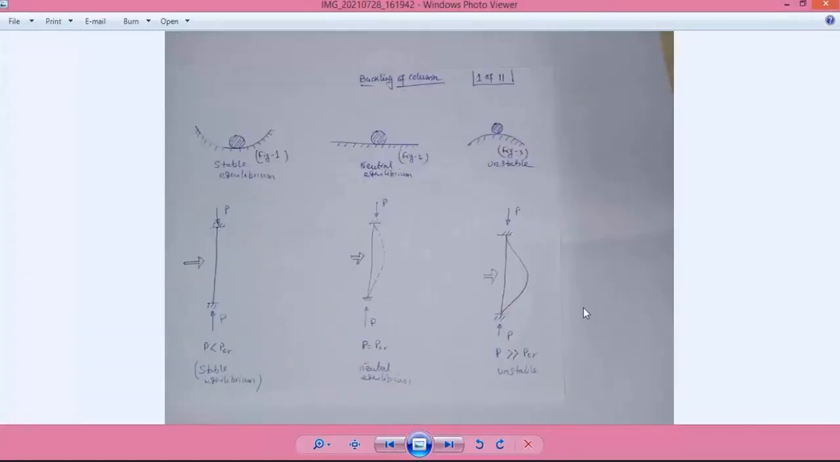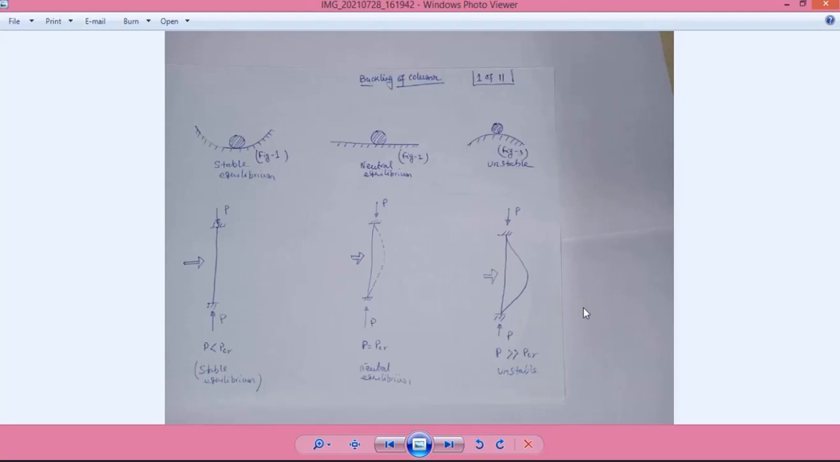Of column or behavior of long column. Okay, in figure 1, figure 2 and figure 3, it shows the three different equilibriums. Figure 1 is stable equilibrium, figure 2 is neutral equilibrium, and figure 3 is unstable equilibrium.